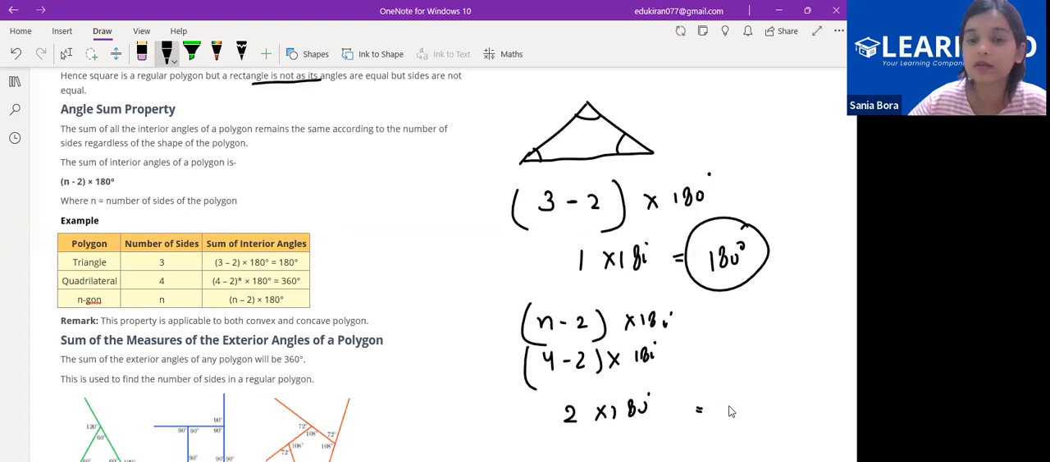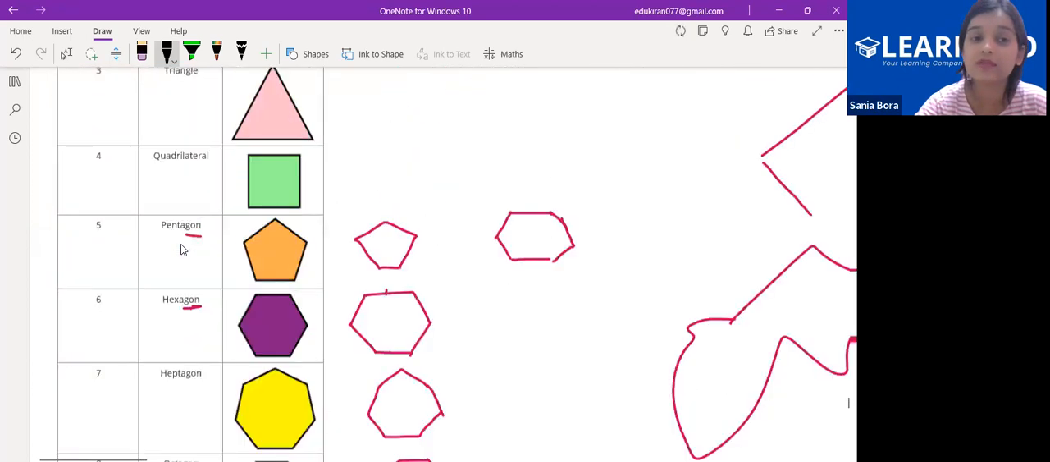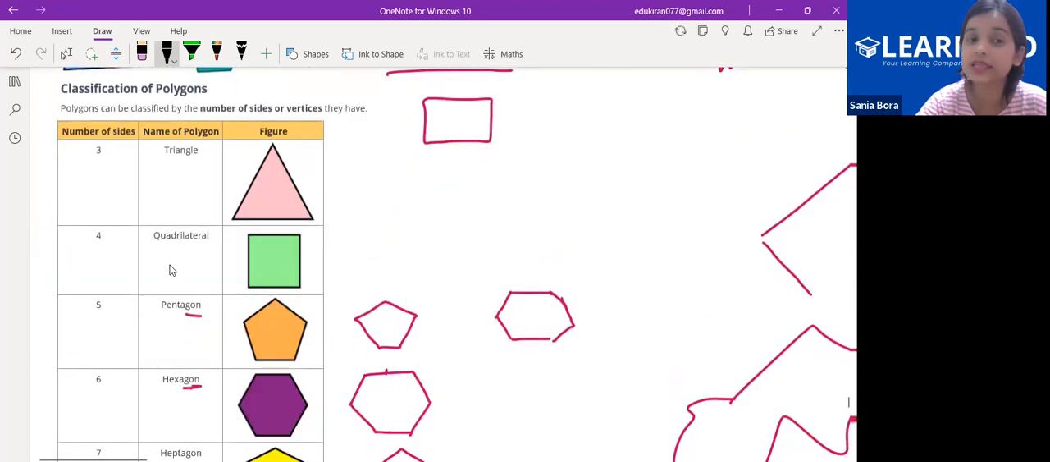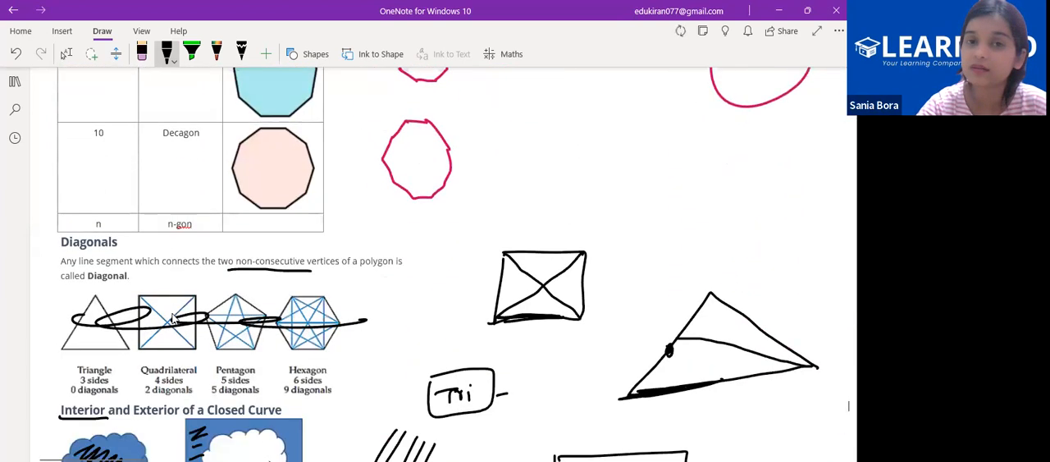N is basically the number of sides. This is the formula. N is the number of sides. I already gave you that chart in the previous class. This one. Triangle has 3 sides, quadrilateral has 4 sides, pentagon has 5 sides.